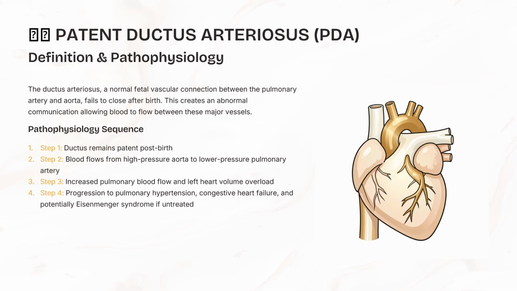During the fourth stage, what is happening? Pulmonary hypertension and congestive heart failure, and possibly Eisenmenger syndrome if untreated, will develop.